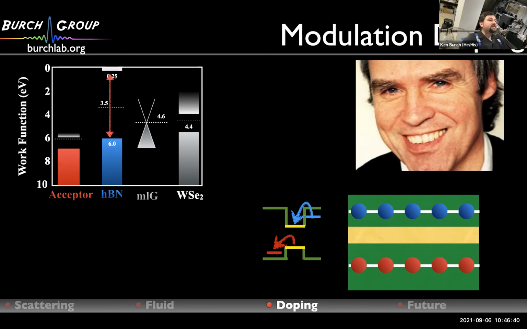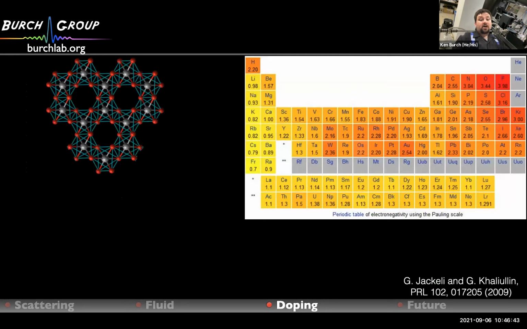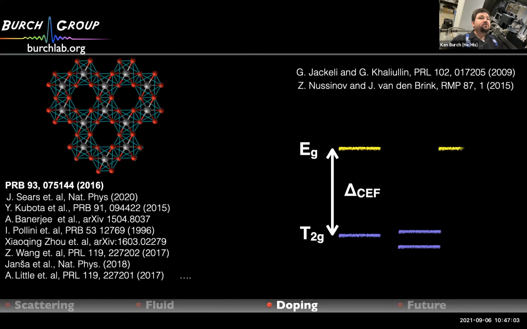So the first case that I'm going to try to show you is ruthenium chloride, a material near and dear to my heart, where you have ruthenium on the honeycomb lattice. And here the chlorine is fairly electronegative, and the ruthenium is not so bad either. So you might imagine that you would have a very deep work function that you could exploit towards it being an acceptor. It turns out it also has an interesting electronic state.